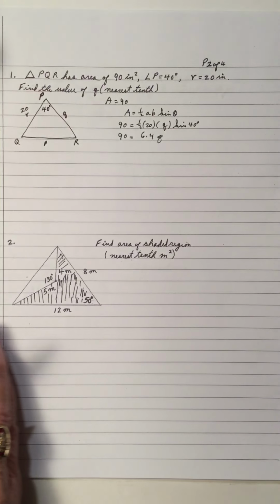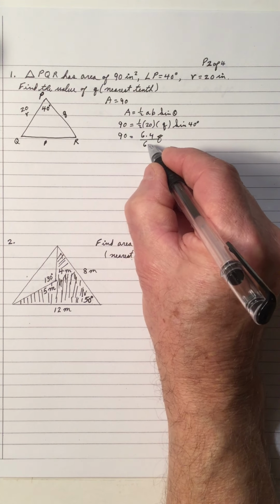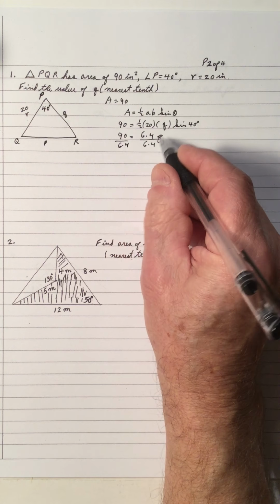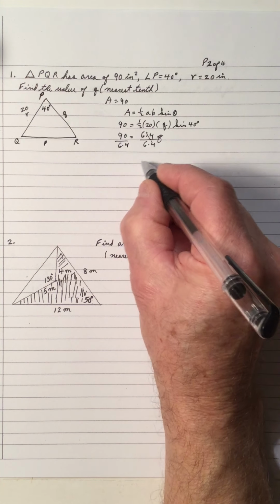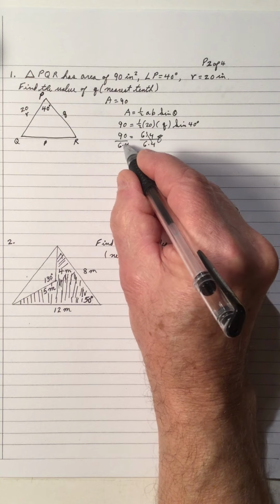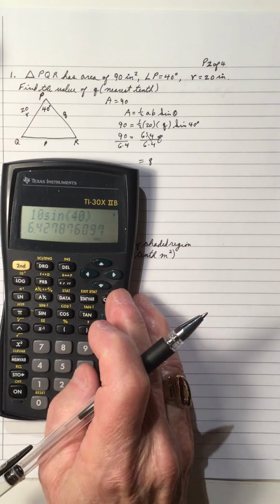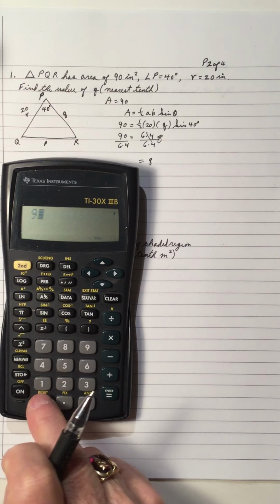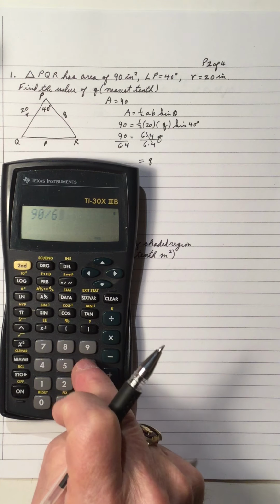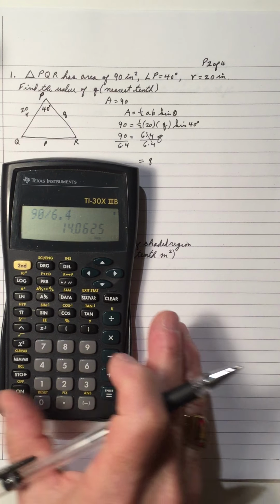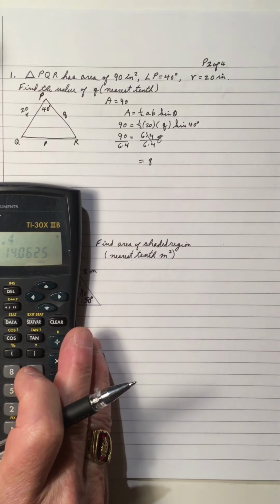So I get 90 equals 6.4 q. When we divide with the calculator, 90 divided by 6.4, we have, to the nearest tenth, 14.